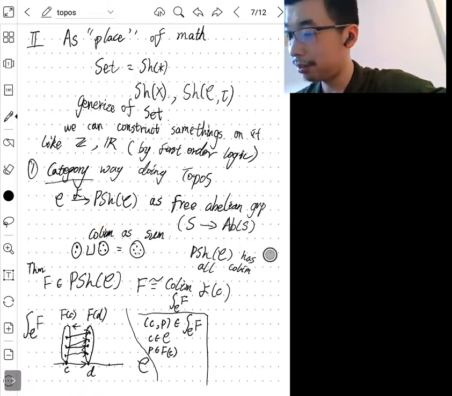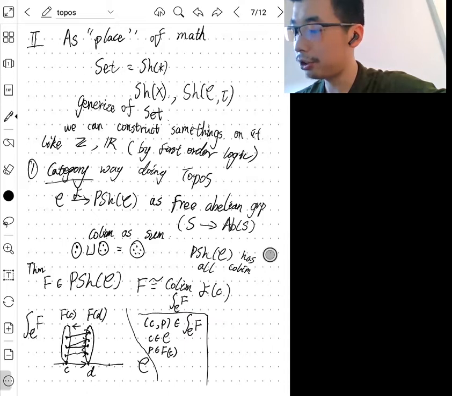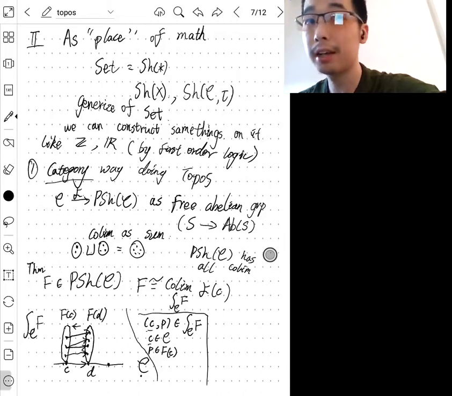So this diagram, you can see, is just, for each object of C, we write it in the bottom line. The point of this diagram is just this kind of pair: pick an object of C and pick an element of the set FC. FC is a set, right? Because F is a functor. So this is the point of the diagram.